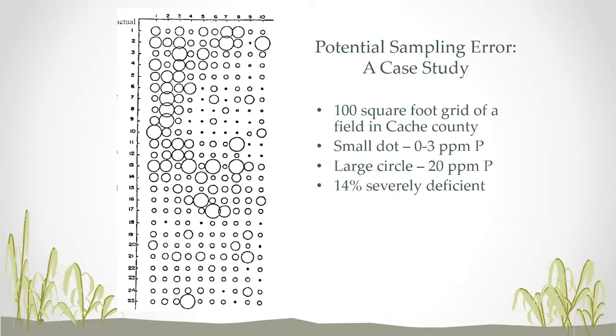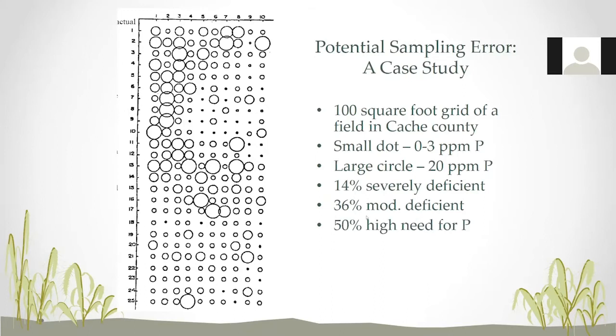If we look at the percentage difference across the field of the various conditions with respect to phosphorus content, 14% of the field is severely deficient. About 36% of it, a little over a third, is moderately deficient, but over half, about half of the field, has no need at all for additional phosphorus.